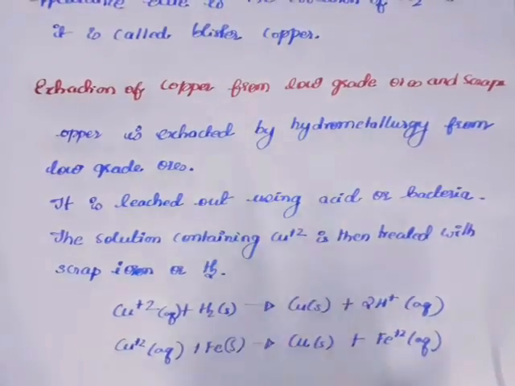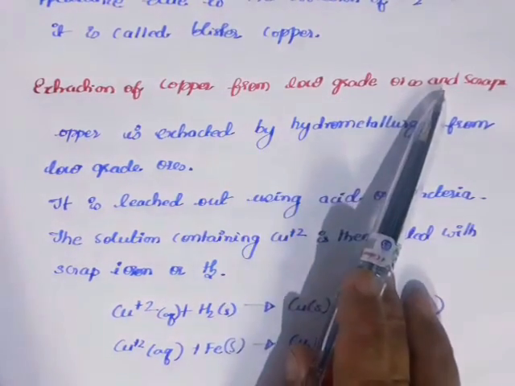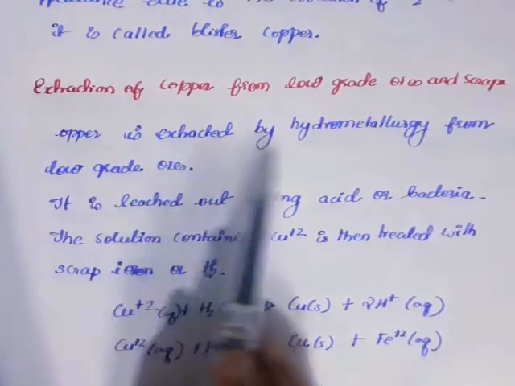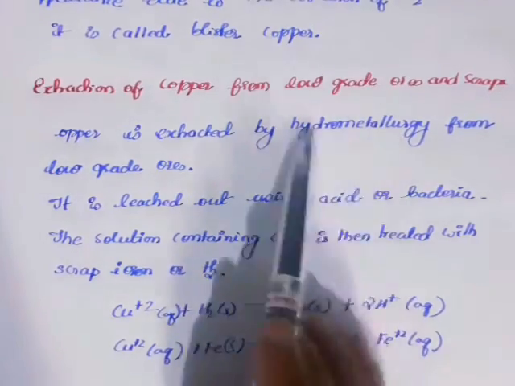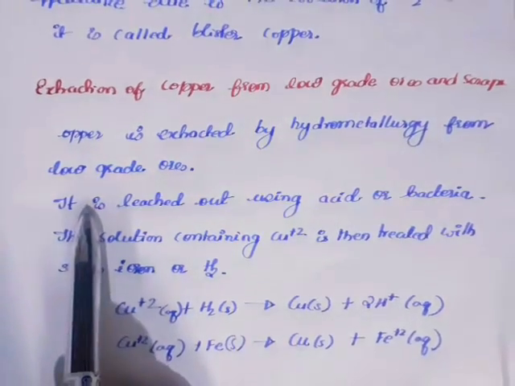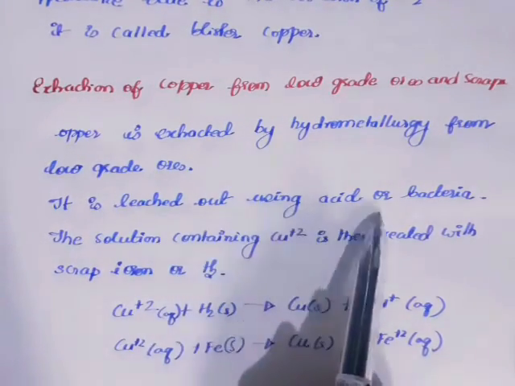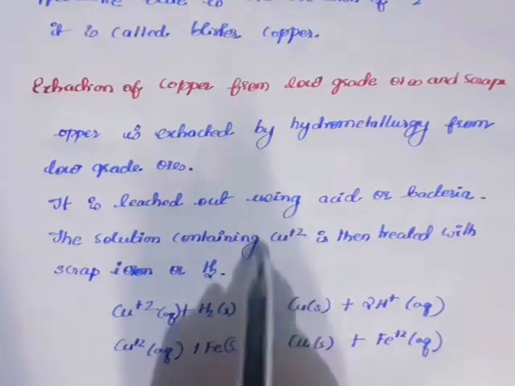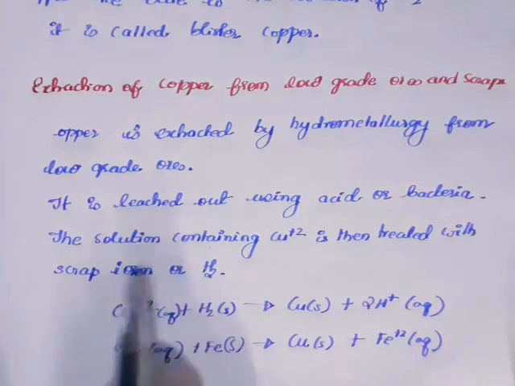Now next is extraction of copper from low grade ores or scrap by the process of hydrometallurgy. Copper is extracted from low grade ore by the process called hydrometallurgy. What is hydrometallurgy? In hydrometallurgy, your ore is leached out using acid or bacteria. So it makes a solution. Now the solution containing your copper ion will be treated with either hydrogen or scrap iron.